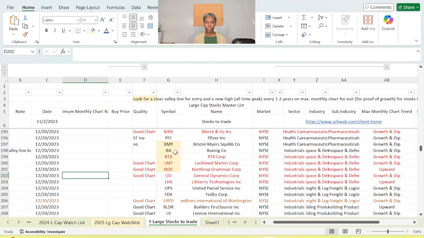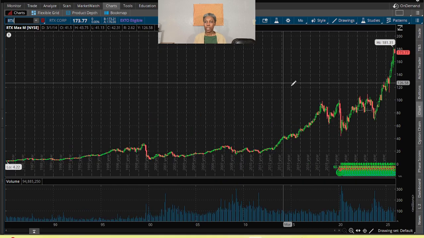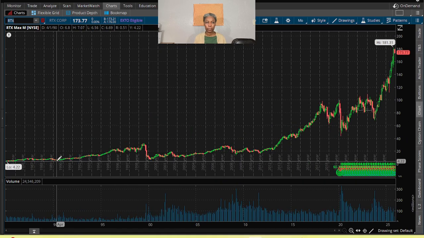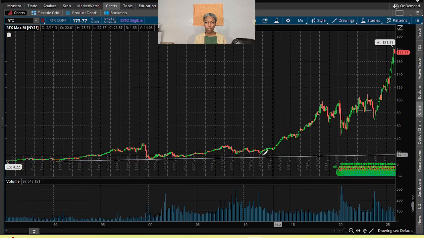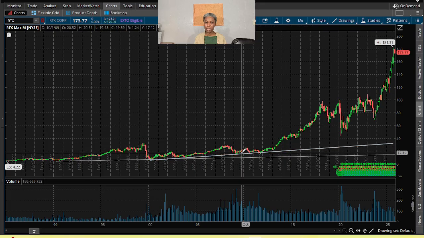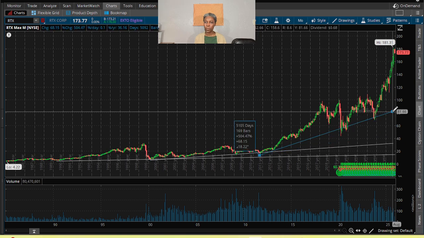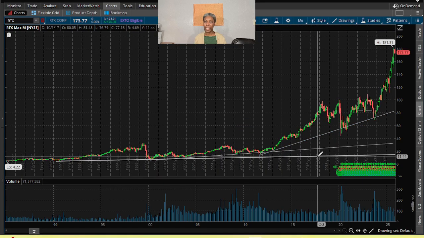So the next one, so that means a no as well for it. So the next one is RTX. Okay, RTX is going up. We can clearly see that we are having higher highs there, but let's see if we can find a good entry point. It has not touched base with those support lines. This could be our valley line to buy as well.